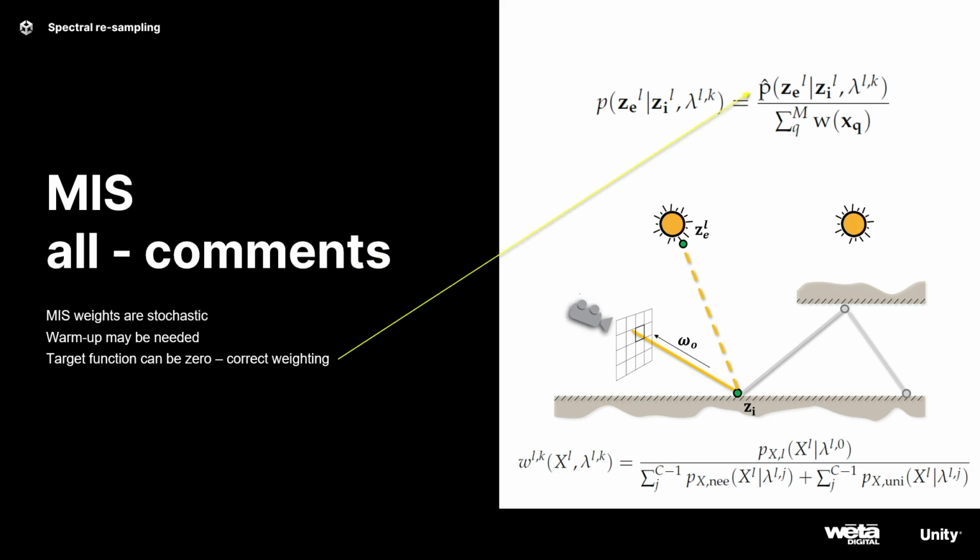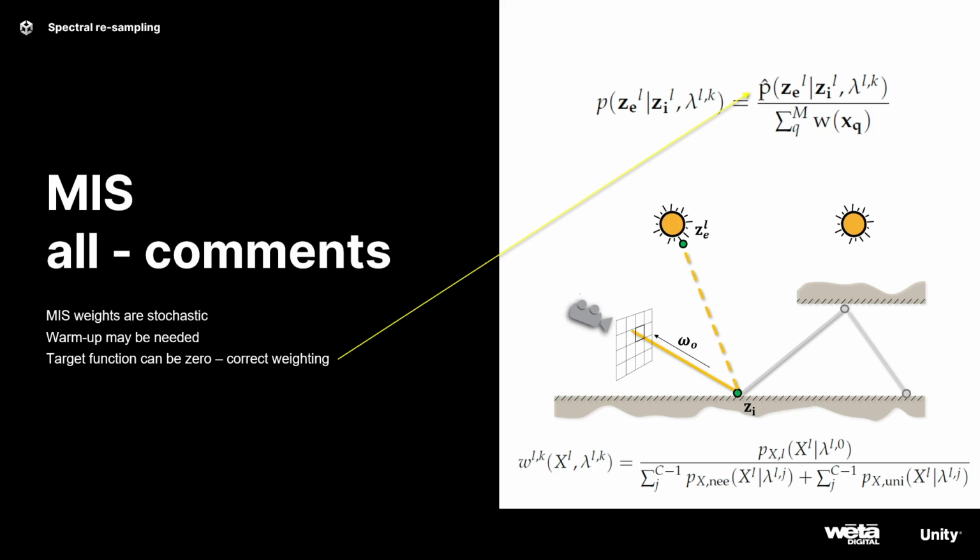Another interesting fact is that such an MIS weight helps us to arrive at the correct result, because if these target functions are zero, that means that such a technique cannot generate the sample, and thus the weight needs to be distributed across other sampling techniques. Otherwise, we would be getting bias in the image.